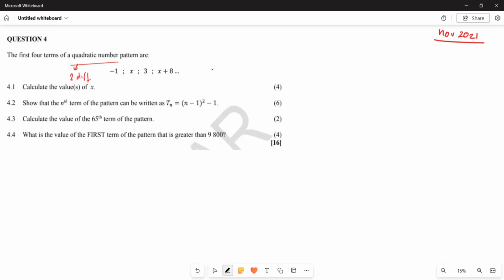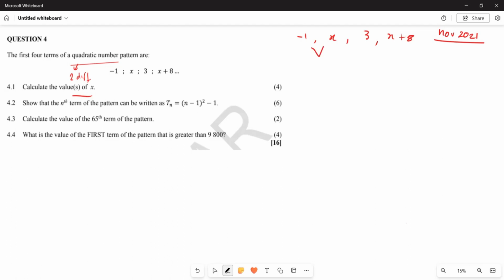So if they want you to solve for the value of x, this is where you are going to start. The terms are -1, x, 3, x plus 8. And then how are we going to do this one?